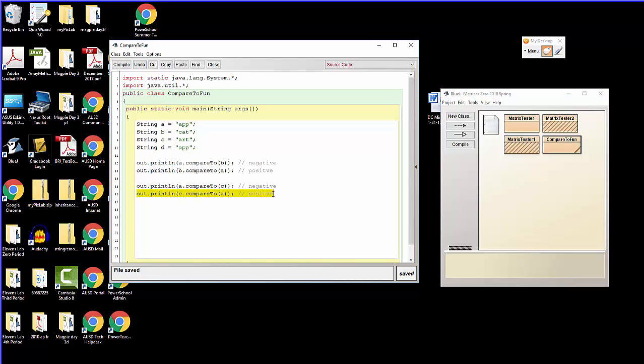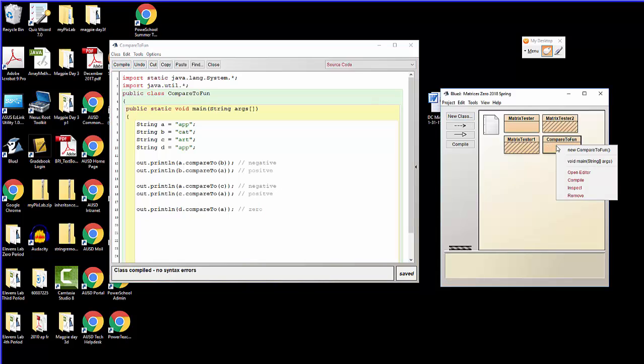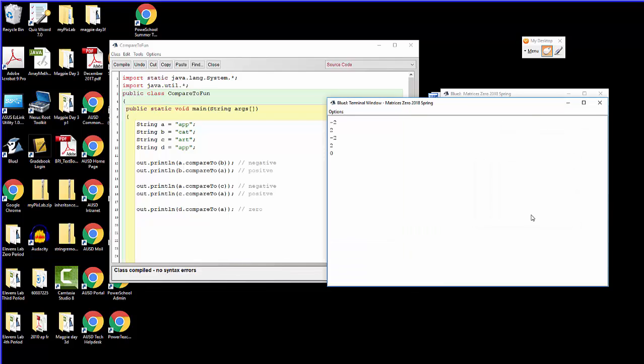Okay. And of course, a.compareTo(d) or d.compareTo(a) is 0 because they are the exact same string.